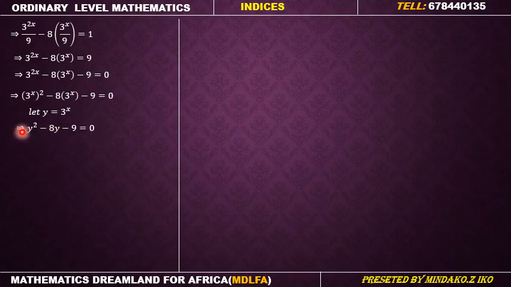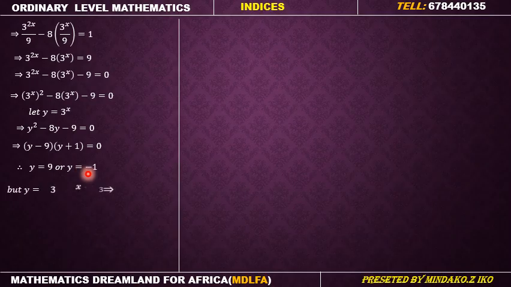Now this is a quadratic. You can use the quadratic formula, or you can just factorize. If I factorize, my two values are negative 9 and 1. So if I look for my y, I have that y is equal to 9 or y is equal to negative 1. But notice that y is equal to 3 power x. From here, y is equal to 3 power x. It implies that 3 power x is equal to 9.